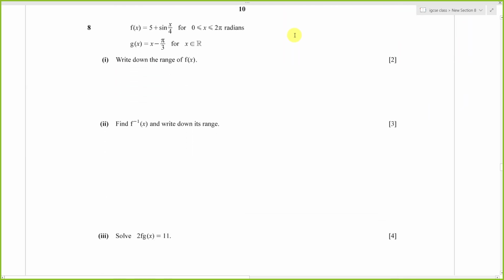So yeah, question number 8 here. f(x) equals 5 plus sine x over 4. g(x) equals x minus pi over 3. Write down the range of f(x). So this is the sine, right? And then they tell you they want the range here, from 0 to 2 pi.